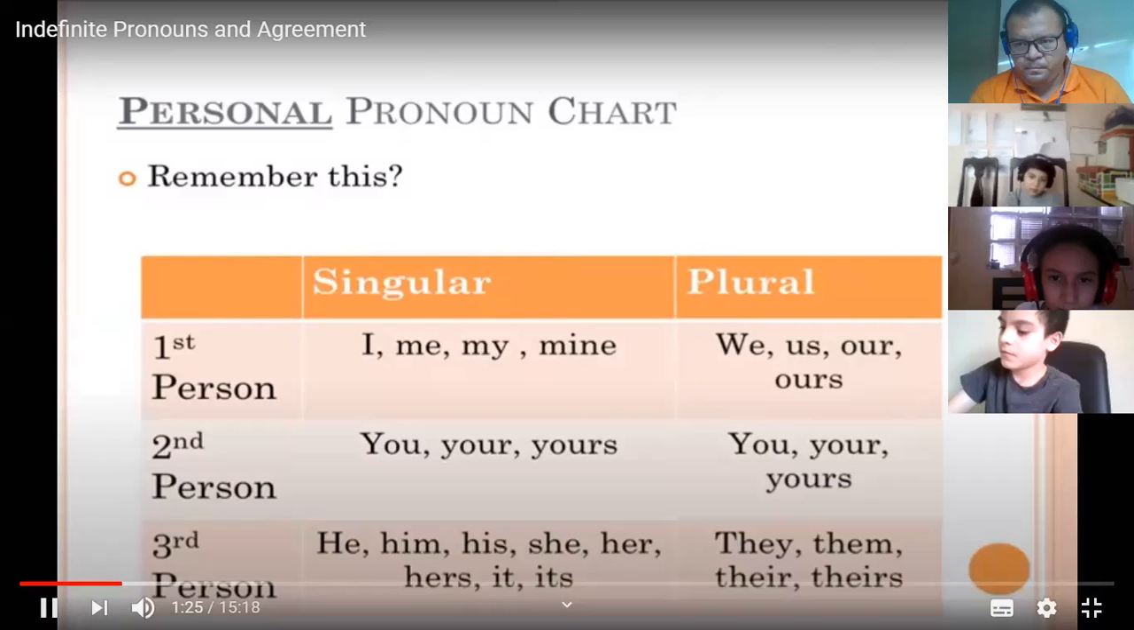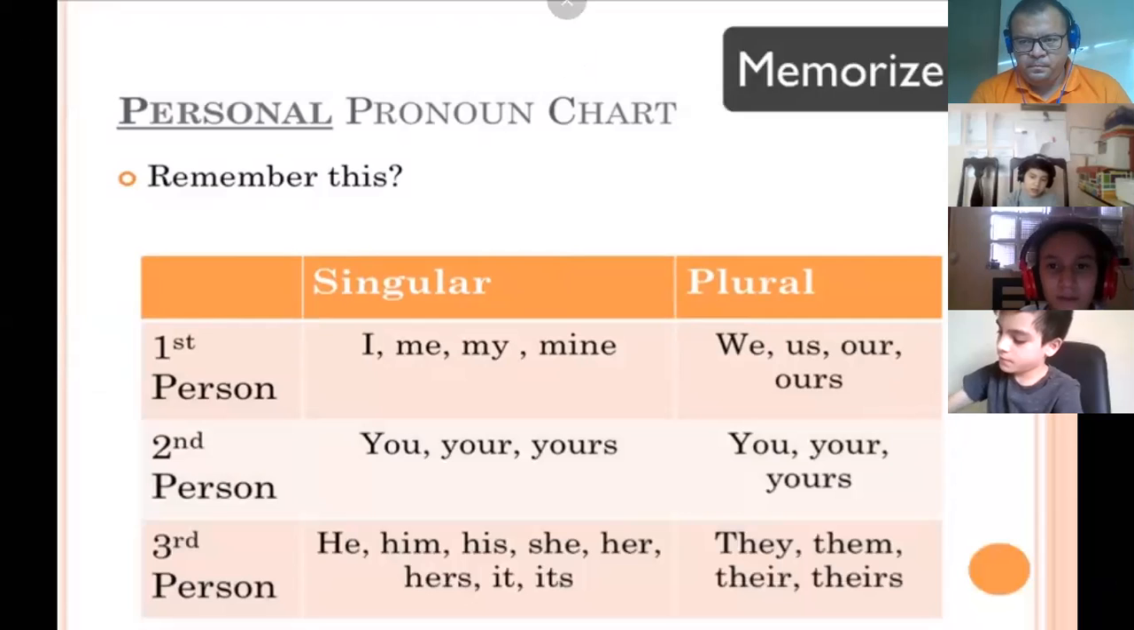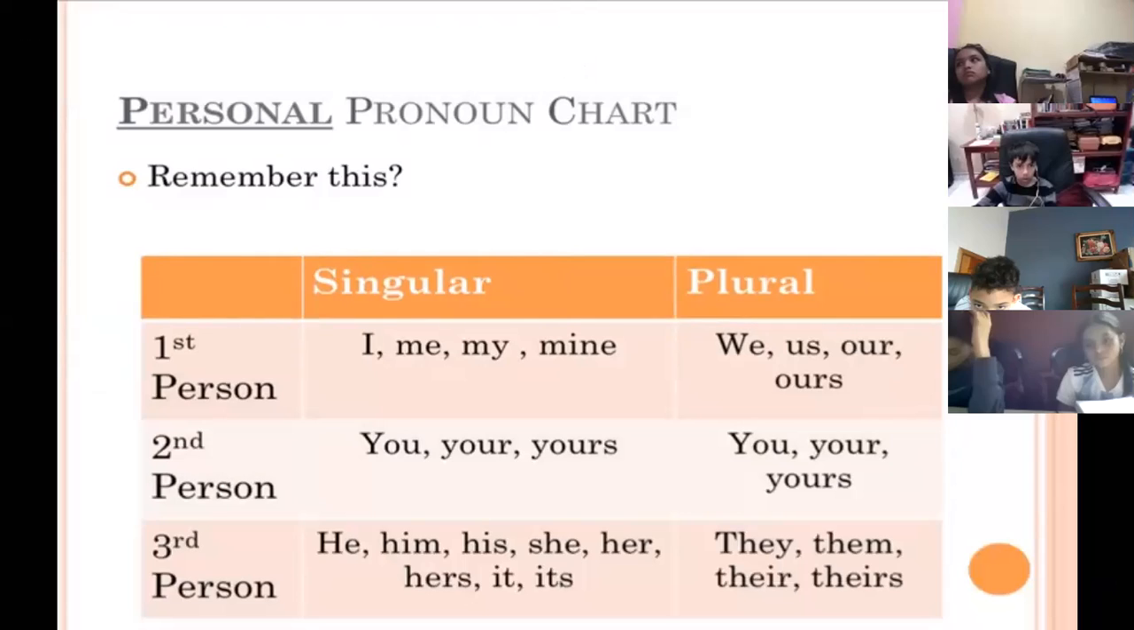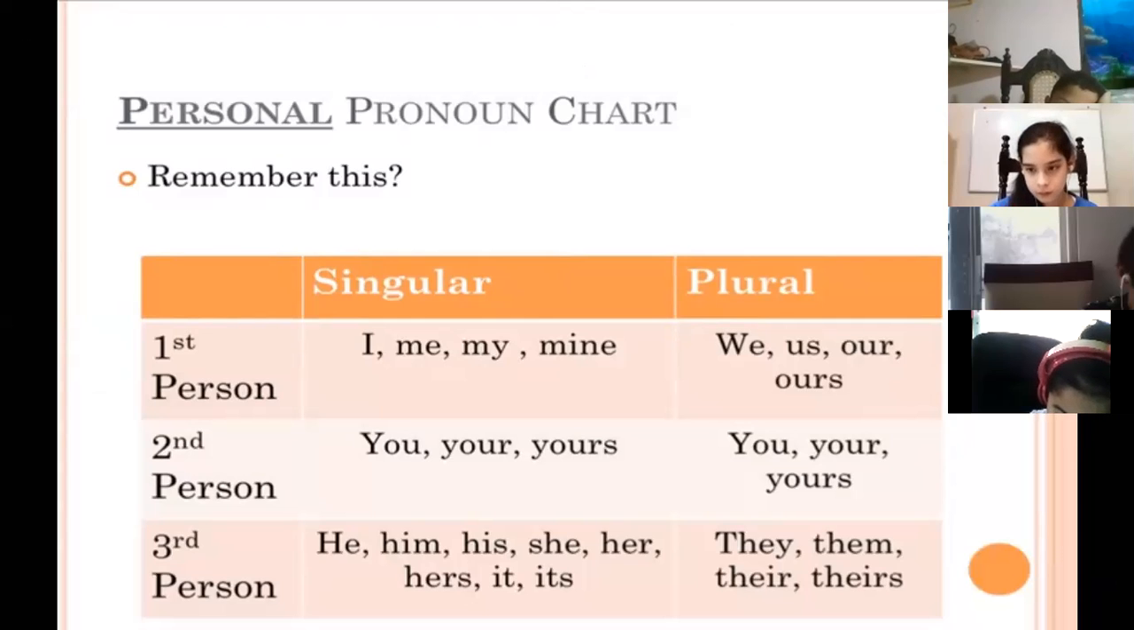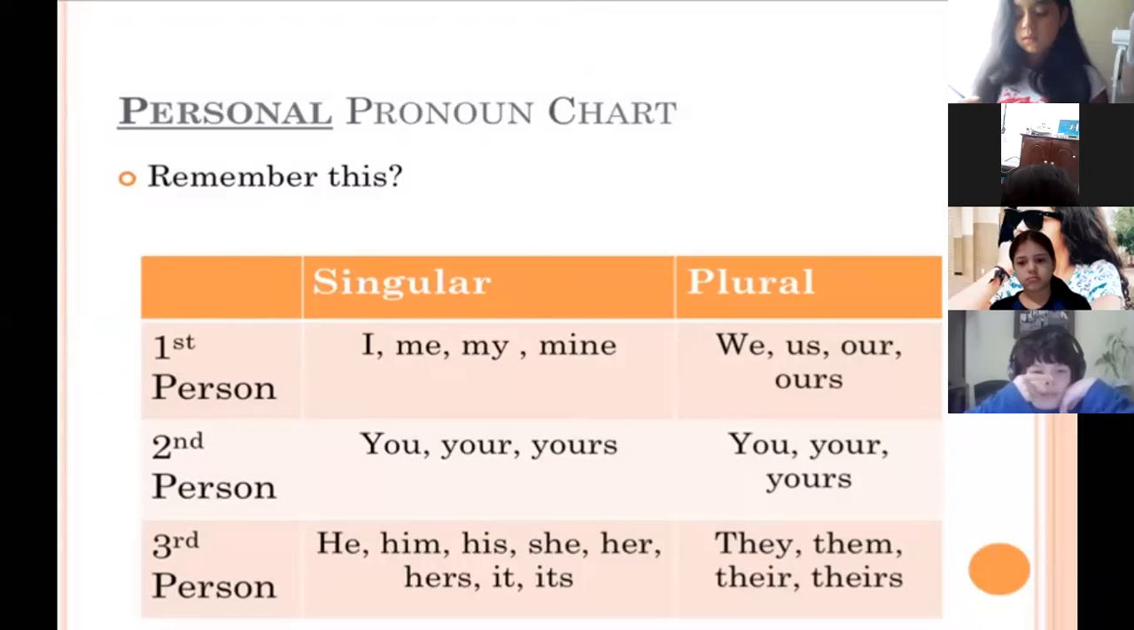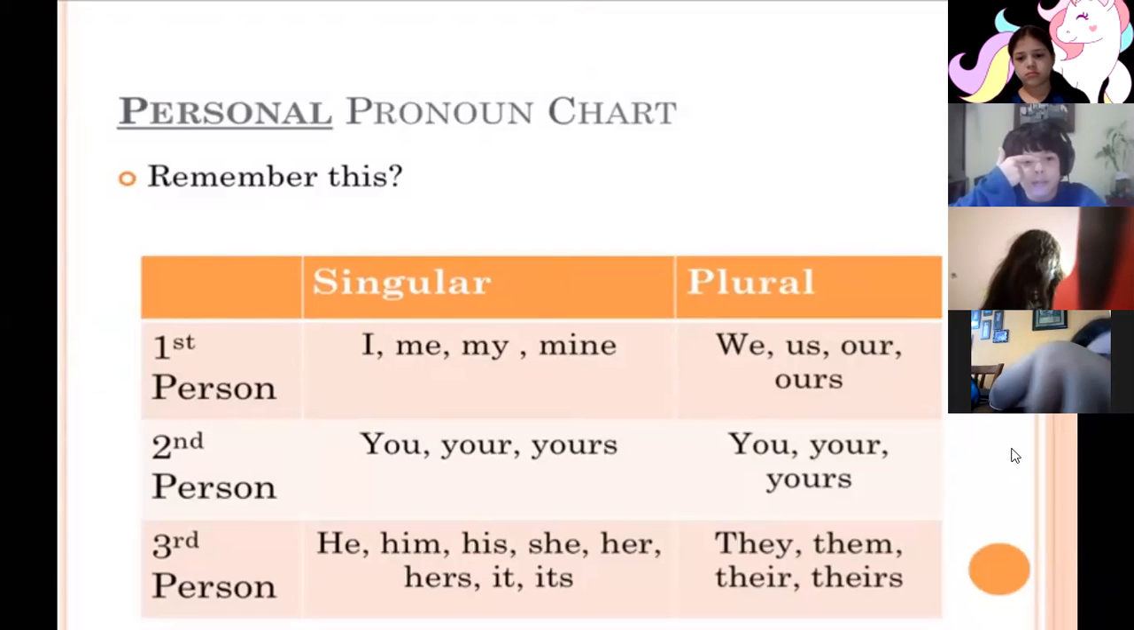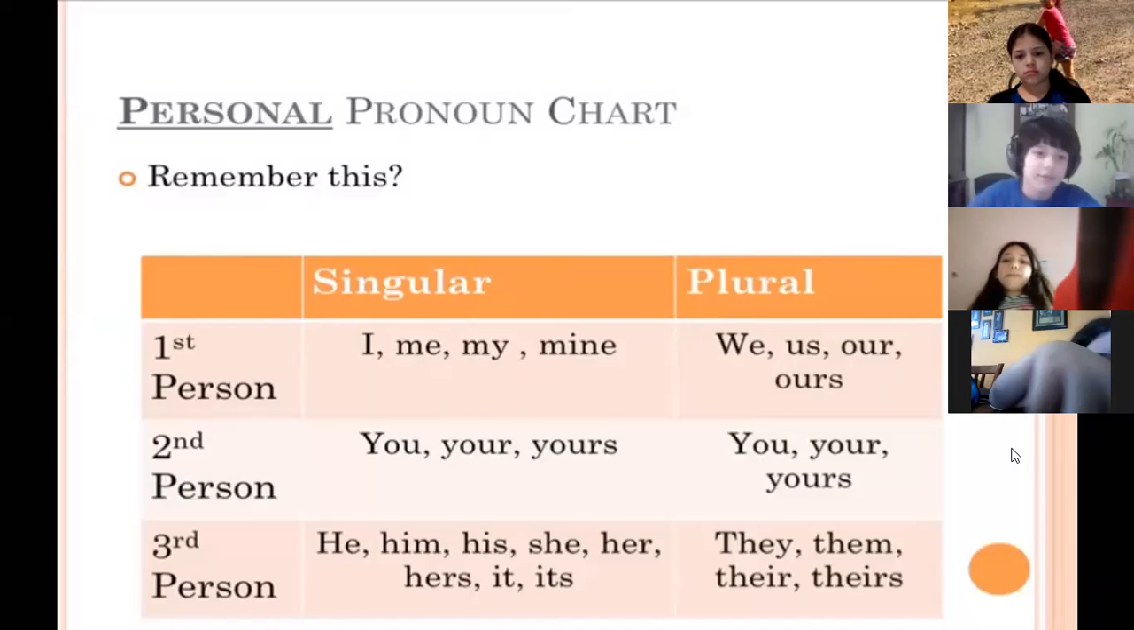And so again, our recommendation is make sure you memorize this chart. Make sure you understand the difference between first person, second person, third person, and then the columns of singular and plural. If you don't remember those, revisit our other podcasts. We spend a little bit more time on this chart.